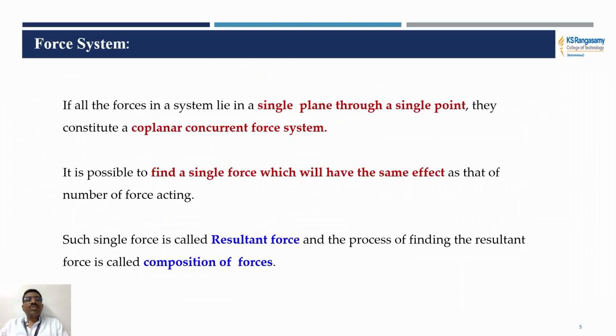If all the forces lie on a single plane through a single point, then it constitutes a coplanar concurrent force system. It is possible to find a single force which has the same effect as the number of forces acting, and such a single force is called the resultant force, and the process of finding that resultant force is called the composition of force. The force may be either push or pull.